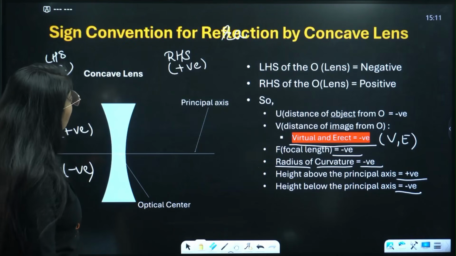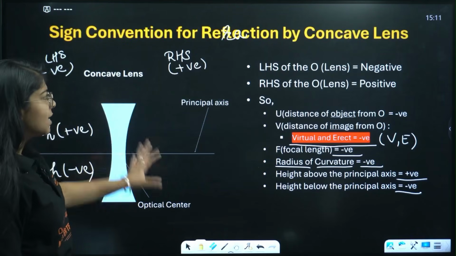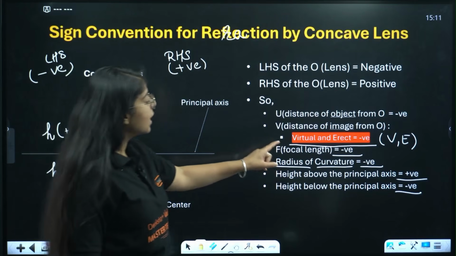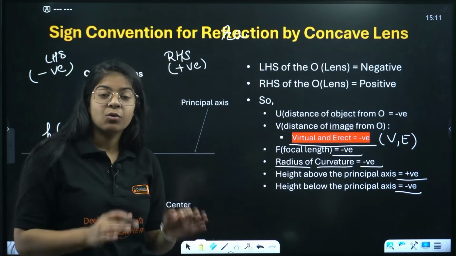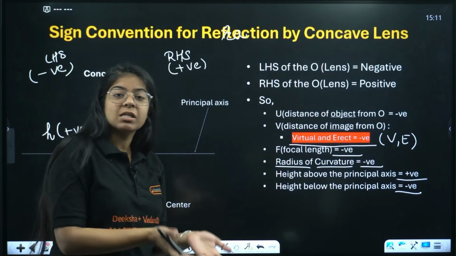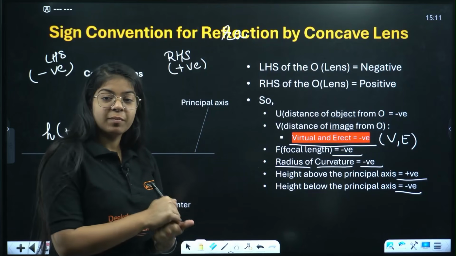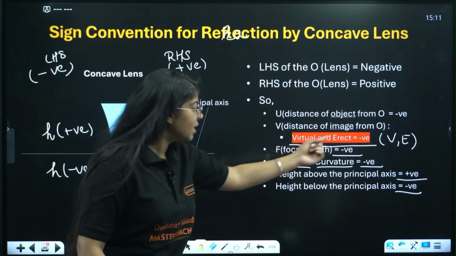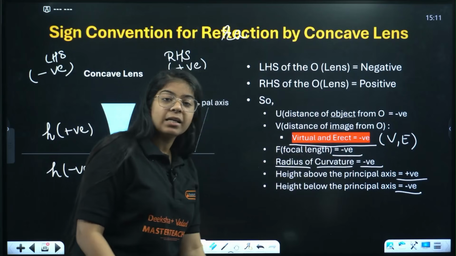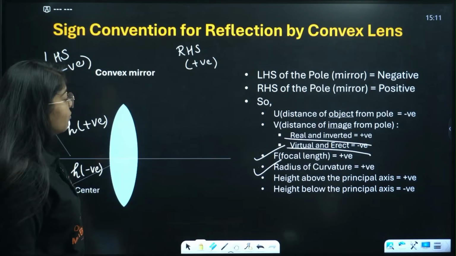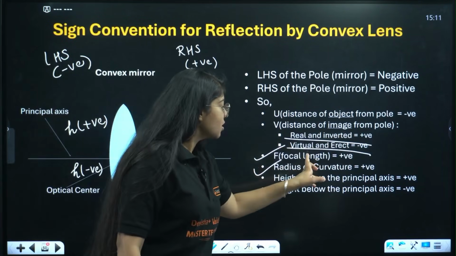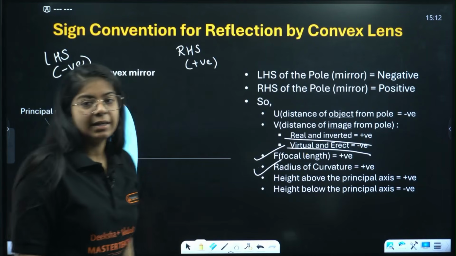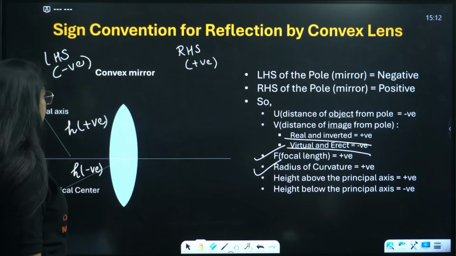Great. We are done with all the ray diagrams and sign conventions. Everything is the same, just one thing. In case of lenses, for virtual and erect, the image distance will be negative. In case of mirror it was positive, but in case of lenses it is negative. For real and inverted, it will be positive. For virtual and direct, it is negative. Then everything else is the same.